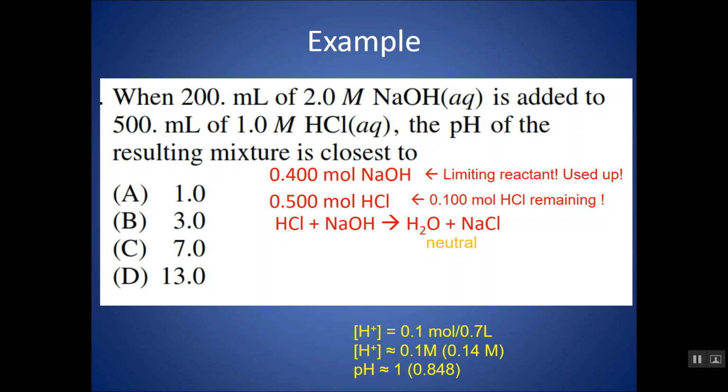And so doing the negative log of that, I would get 0.848, or if I don't have my calculator available, the pH should be somewhere around 1, so my answer would be A. So you can actually find the pH given any neutralization reaction like this, especially if you have your strong acid, strong base components.